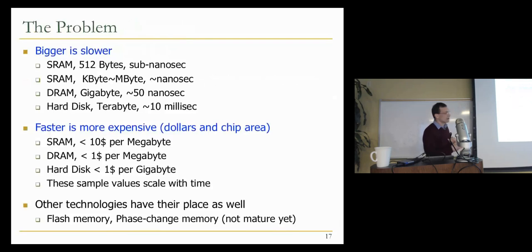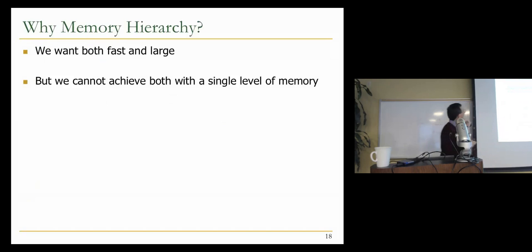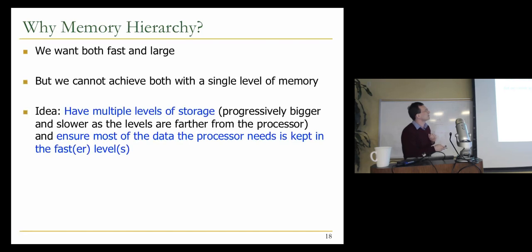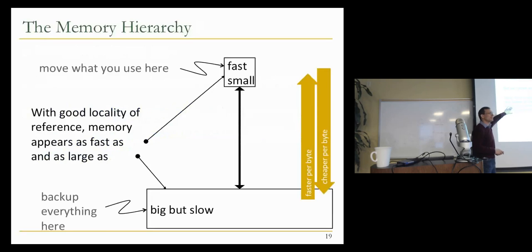Okay. So why do we want to have a memory hierarchy? Because of these reasons. Bigger is slower, and faster is more expensive. There's no single technology that enables you to have big and fast at the same time. So we want both fast and large, but we cannot achieve both with a single level of memory. And the idea of memory hierarchy is to have multiple levels of storage that get progressively bigger and slower as the levels get farther from the processing engine, and ensure somehow that most of the data that the processor needs is kept in the faster levels, the levels that are closer to the processor, and manage this hierarchy somehow such that this happens at least most of the time.